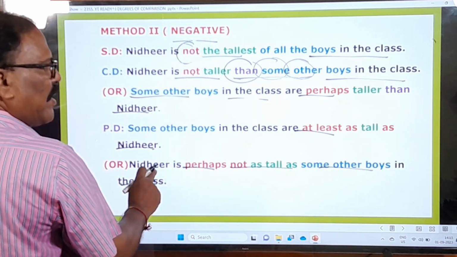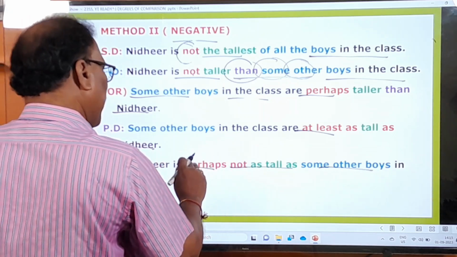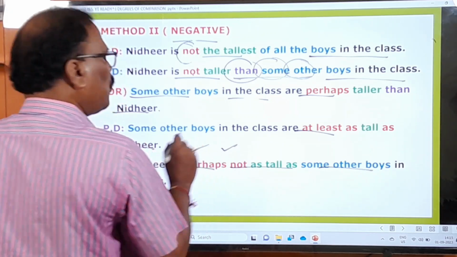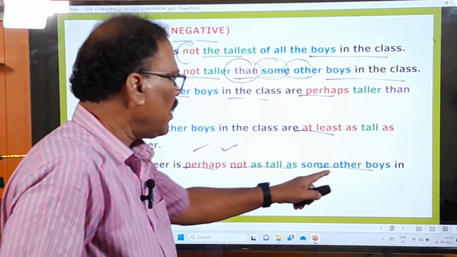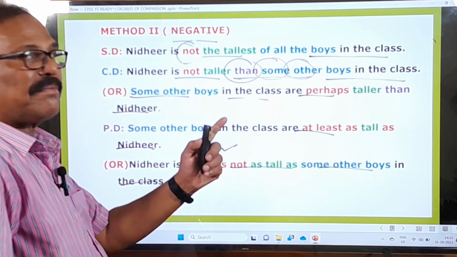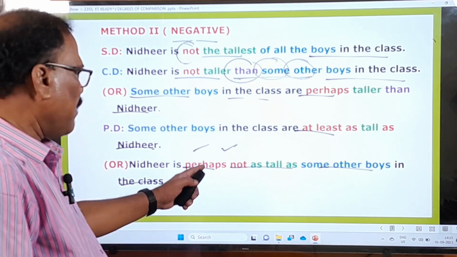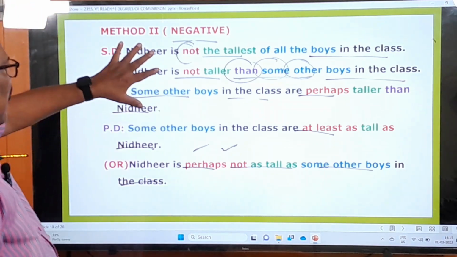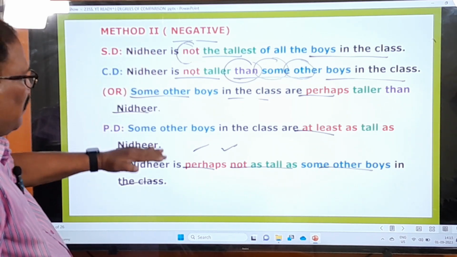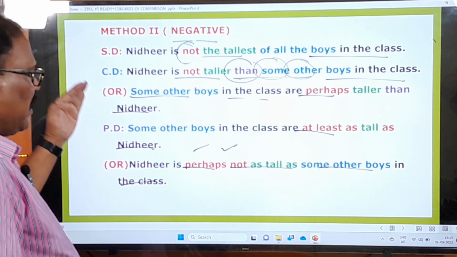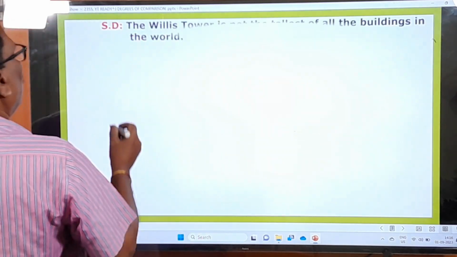Nidir is perhaps not as tall as a few other boys in the class. Perhaps not. So in this way, when a negative statement is given, you have learned how to change that negative statement into the comparative degree and positive degree. And now let us go to the last method.